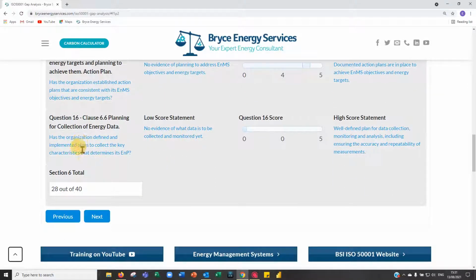Planning for collection of energy data. Has the organization defined and implemented plans to collect the key characteristics? So if you've determined an energy process, energy collection, and KPIs or energy performance indicator, how are you collecting that data to know what the answer should be? So this is the regular collection and measurement of data from your process to say, okay, my process has used 10,000 kilowatts and I've produced 10 units. And that is my energy performance.